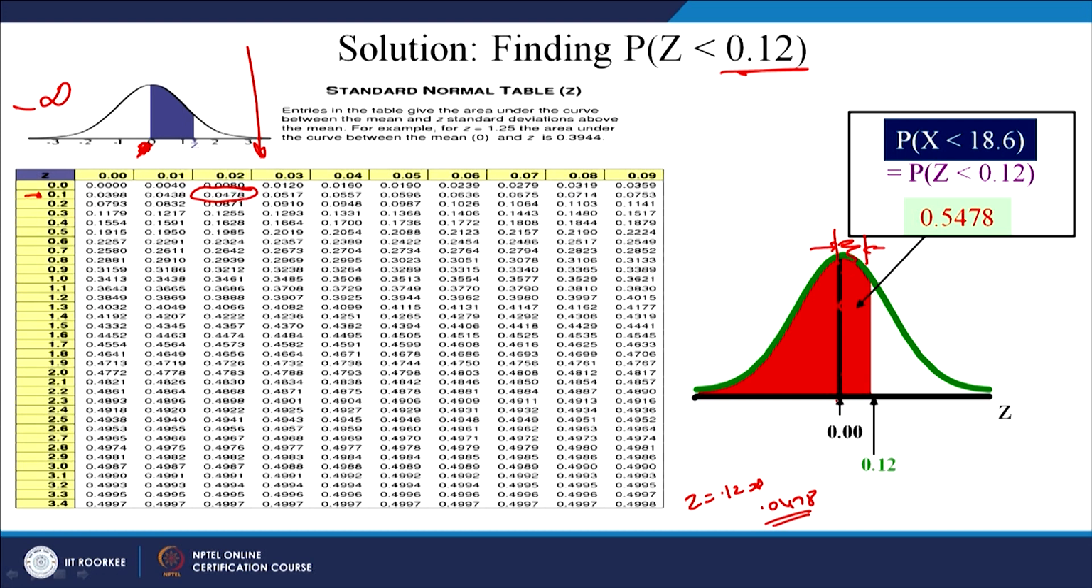Now, you have to add the remaining 50% area to this. So, this is plus 0.5. This becomes 0.5478, isn't it. Now, if you had used the other table wherein you have the area under the curve from minus infinity to the z value, then you would have directly got this answer.